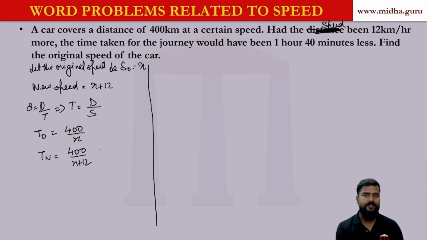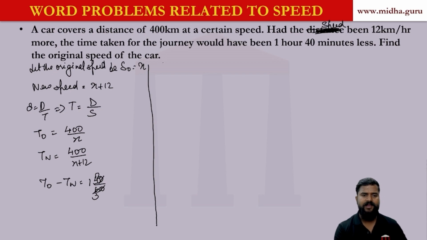Now it says that the difference between these two times is 1 hour and 40 minutes. Which means we should understand that if this denominator is x and this denominator is larger, that is x plus 12, it means that this time would be taken more. And it makes sense, if the speed is less, the time taken would be more. So we'll say TO minus TN is equal to 1 hour 40 minutes, which is 40 by 60 hours. So we cut this off and we get 2 by 3.